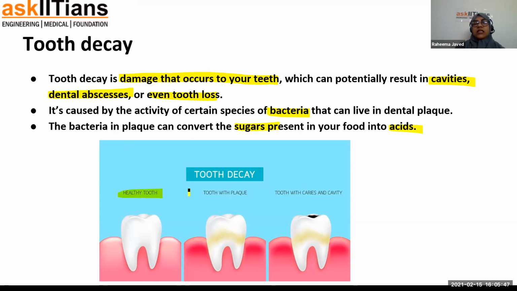Okay, this is a healthy tooth. This is a tooth with plaque, and this is with caries and cavity. That means it is actually visible. You can see black colored spots on your tooth if it is decaying. So proper oral hygiene is very, very important. It is advised that we should brush our teeth, if possible, after every meal, but at least twice a day, so that we can remove all the debris or food that is stuck on our teeth.